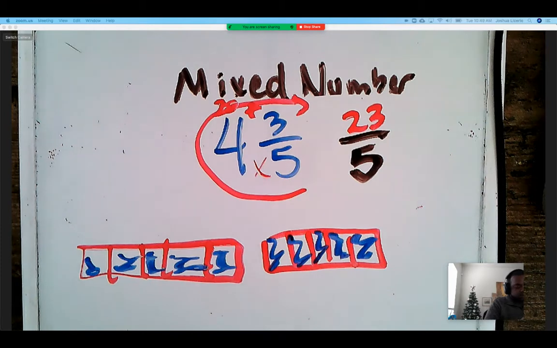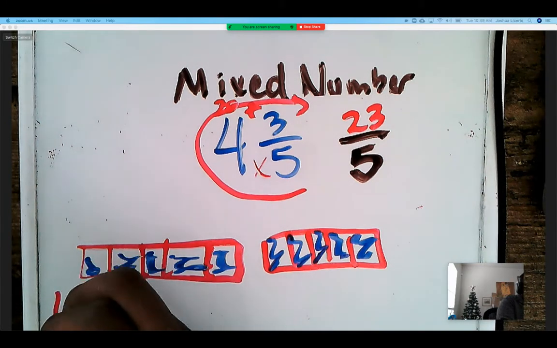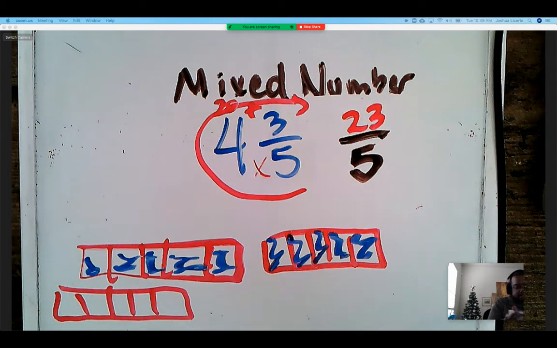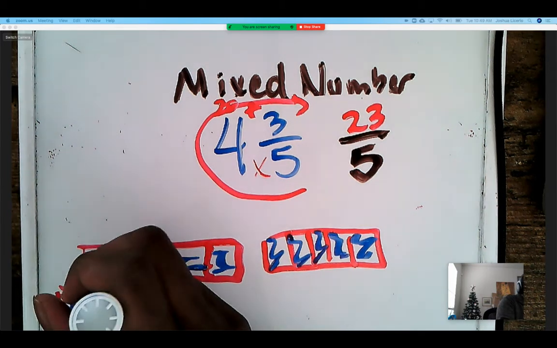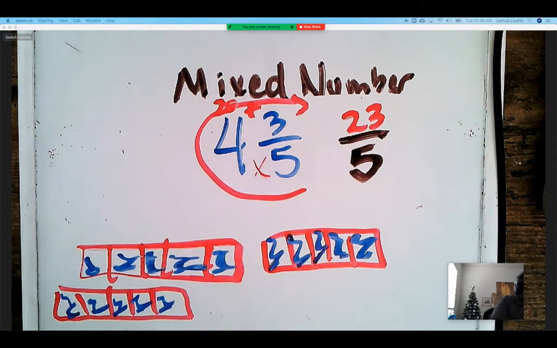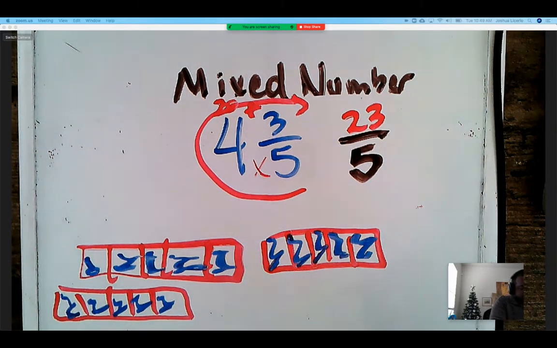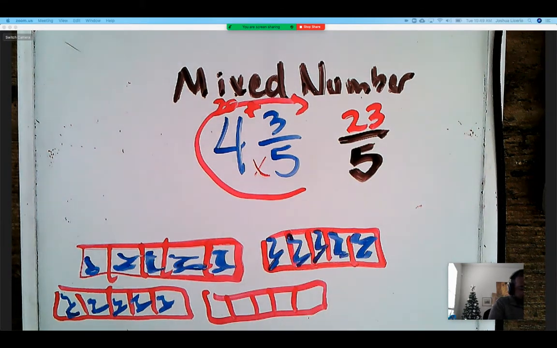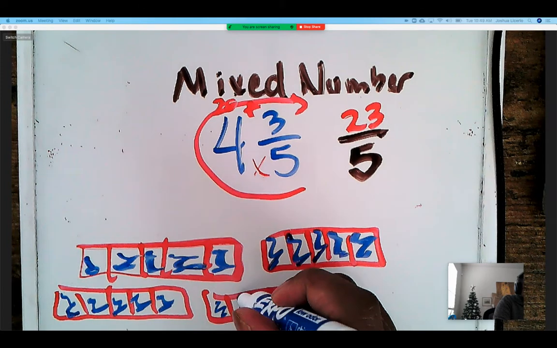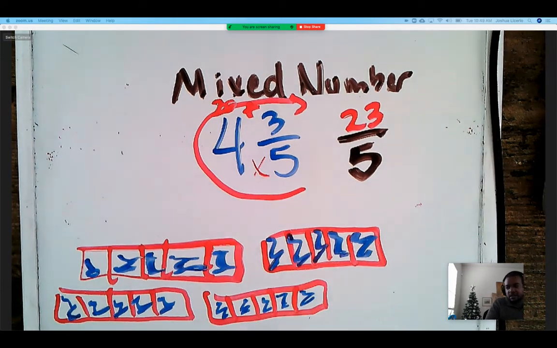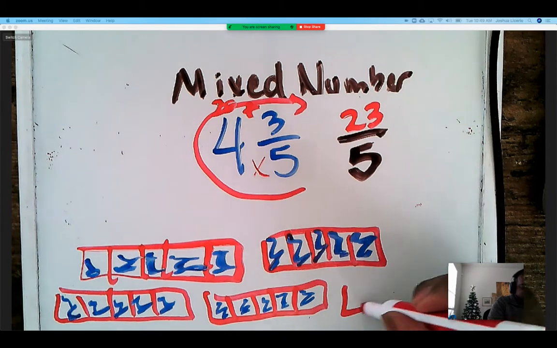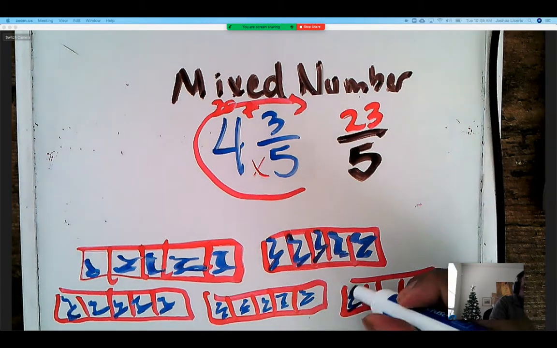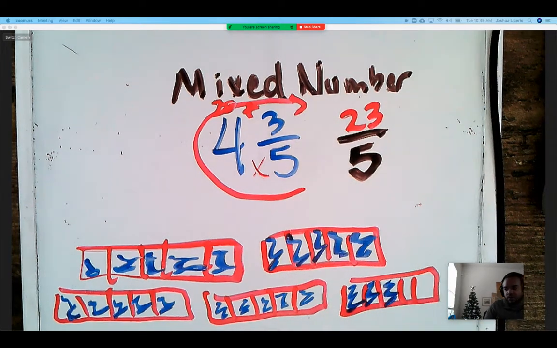Still not enough. So I've got to draw another whole. Break it up into 5 equal pieces. I have 10 pieces. I need to show 23 parts. So 11, 12, 13, 14, 15. Still not enough. Draw another whole. 5 equal pieces. 16, 17, 18, 19, 20. Still not enough. Let's draw one more whole. Break it up into 5 equal pieces. So I have 20 parts so far. 21, 22, 23. There you go.